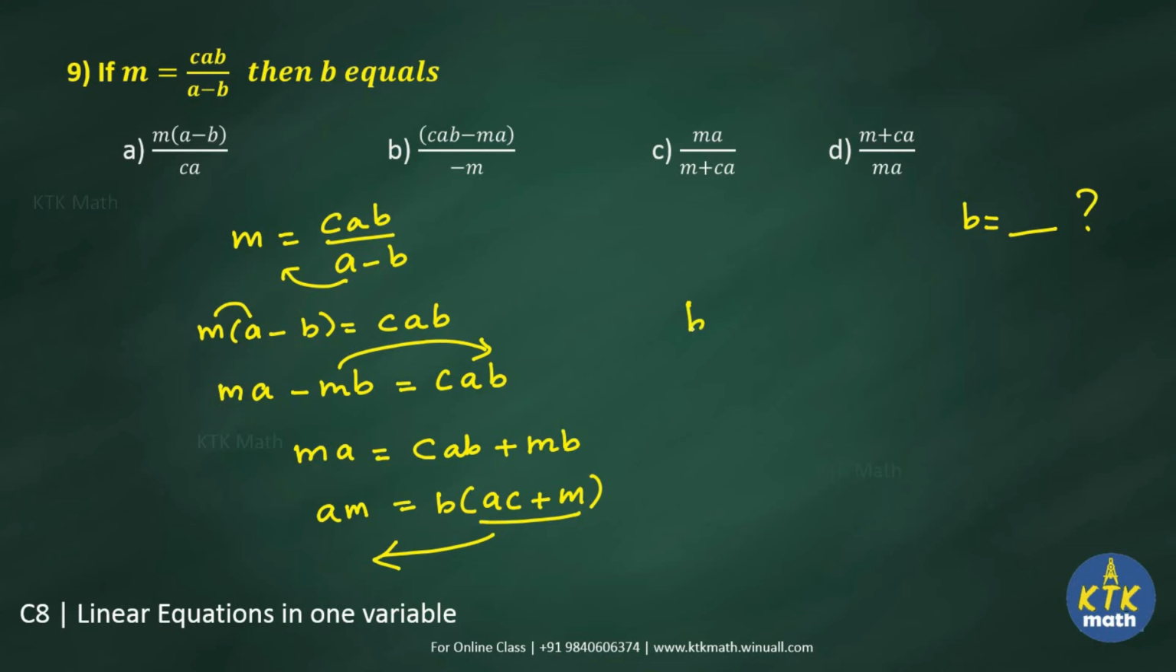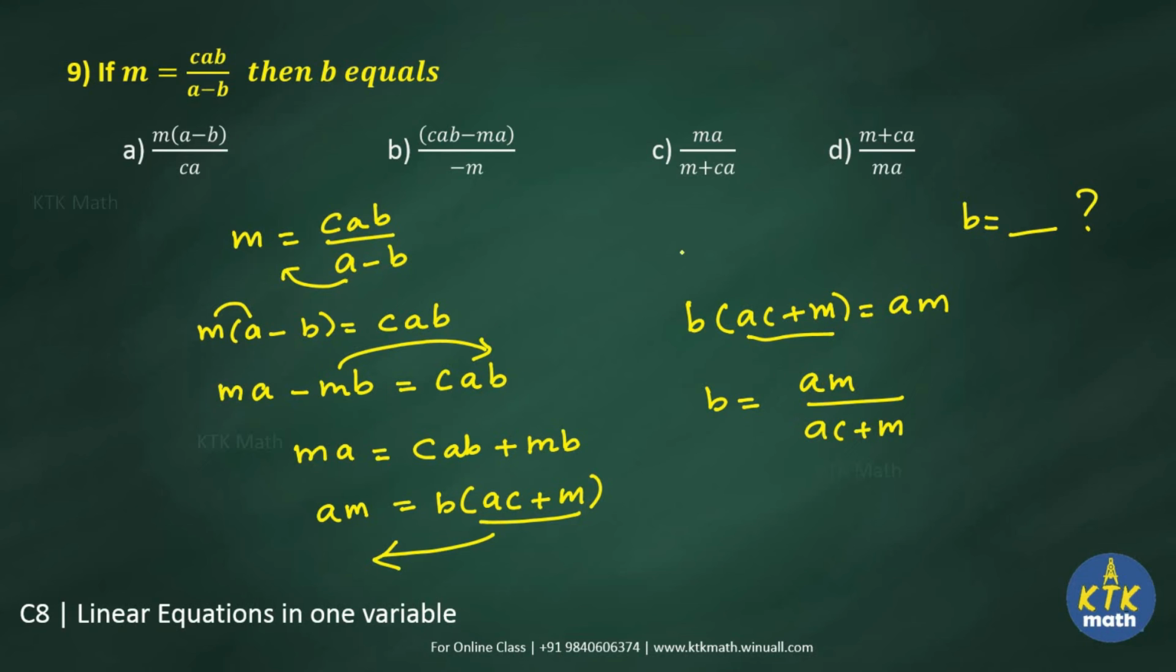Otherwise, I'll write one more step. B times (AC plus M) is equal to AM. I'm just interchanging the LHS and RHS, they both are equal. Now I need only the B value, so just keep AM by (AC plus M), you can bring it down. AC plus M or CA plus M or MA or AM, it can be anything.